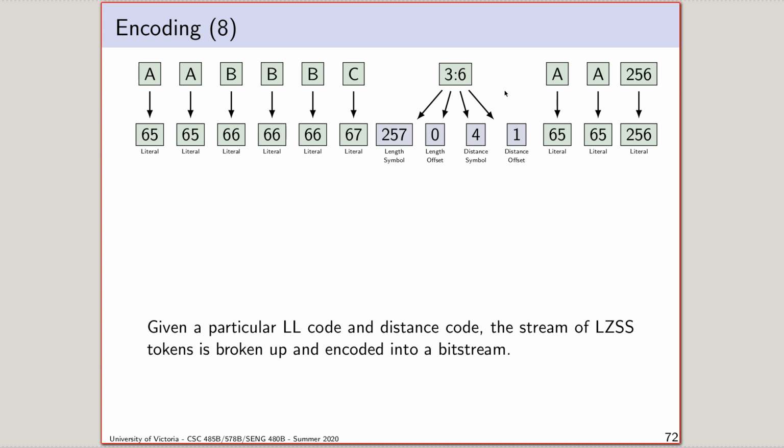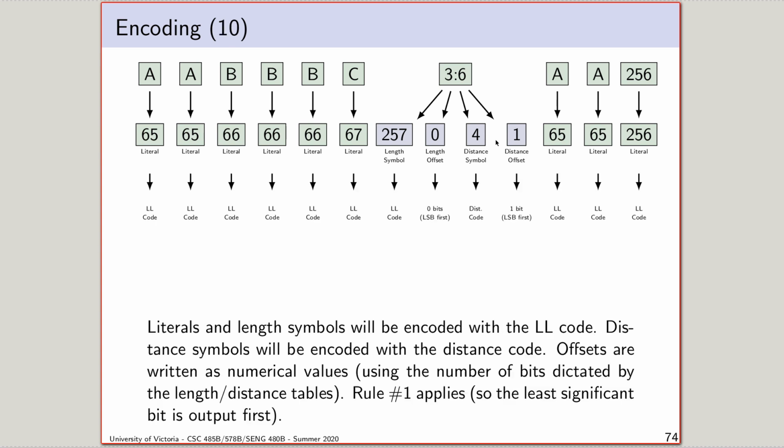I start by taking my input sequence after applying LZSS, with my end of block marker there as I expect it to. And the first step is I take each symbol and I either represent it as a literal. So here, there's no back references. These are just literals. Or I represent a back reference as this sequence of four things: my length symbol, whatever offset goes with it, my distance symbol, and whatever offset goes with that. And then I figure out how to encode each thing.